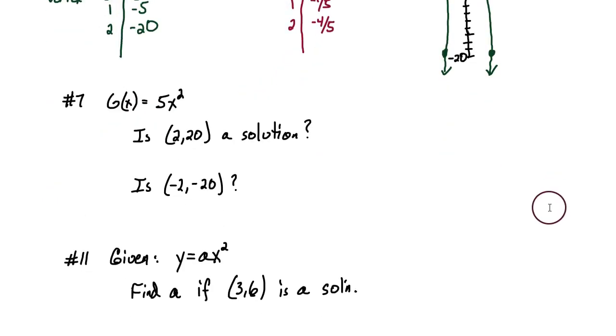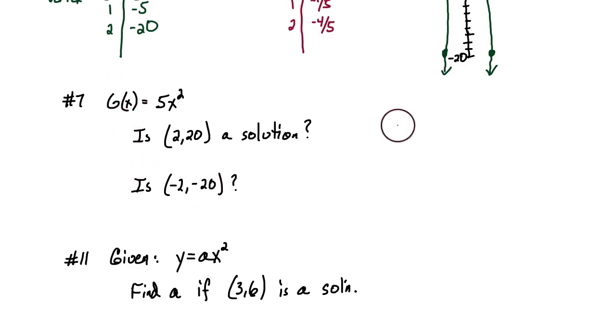Next, number 7, we have a function rule for function g. We're given an ordered pair, 2, 20. We're asked, is 2, 20 a solution to this equation? Another way to think of it is, is the point 2, 20 on the graph of this equation? Let's make our substitutions to find out.